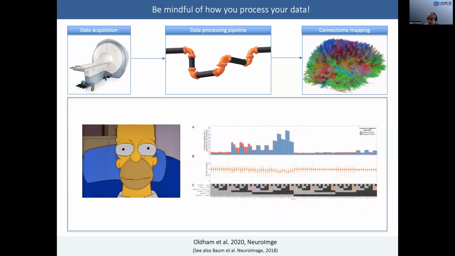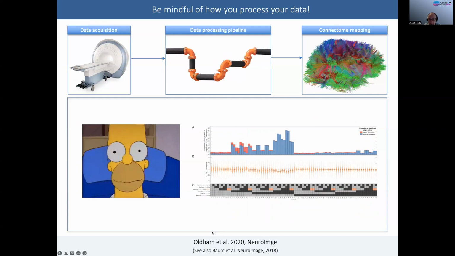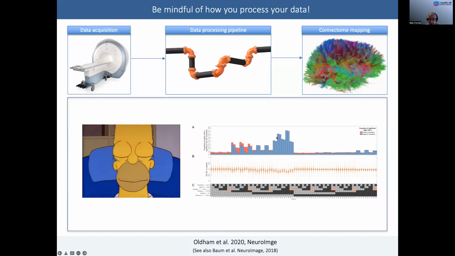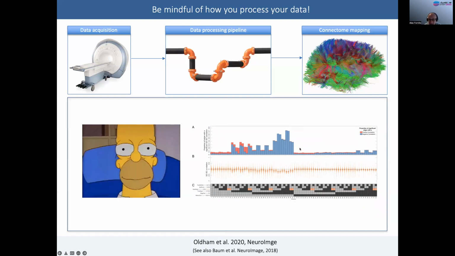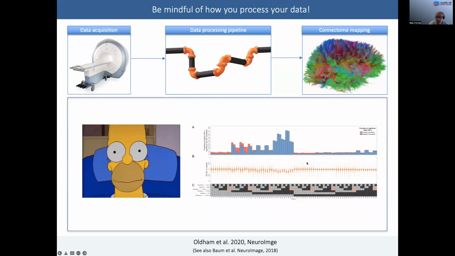Diffusion MRI is not immune to this. Again, this is a study we did a little while ago where we again found that different pipelines varied considerably in the degree of motion-related contamination. Although in this particular case, we found that the use of the latest version of FSL's EDDY to deal with motion correction as well as outliers and some other artifacts does a pretty good, consistent job of mitigating motion-related confound.